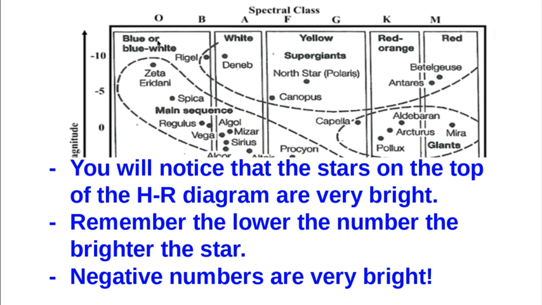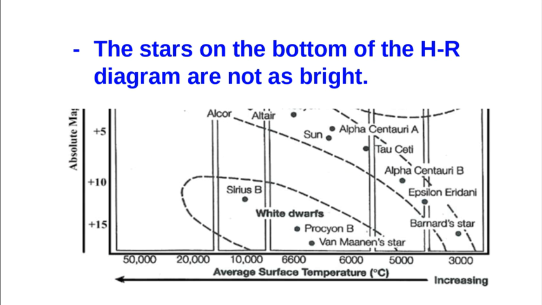At the top of the diagram, we have very bright stars. -10. The lower the number, the brighter the star. -10 is very bright. Look at Deneb up here and the North Star. They are very bright stars with negative numbers. When you get to the bottom of the diagram, these stars are not as bright. These numbers are higher, but they're not as bright. So the lower the number is, the brighter the star.